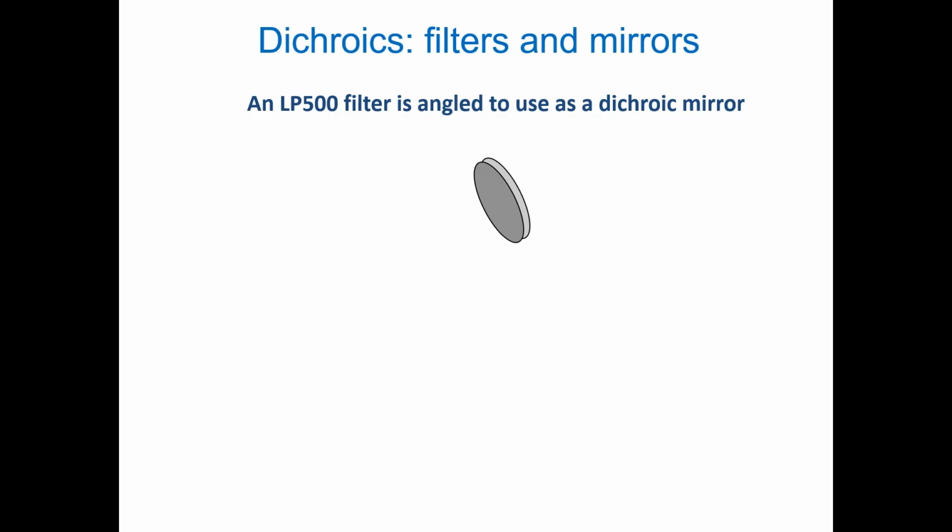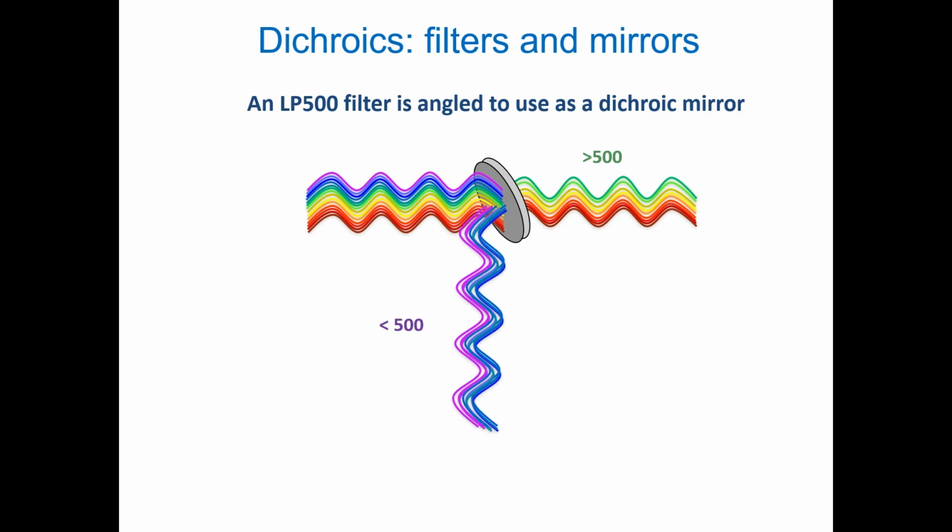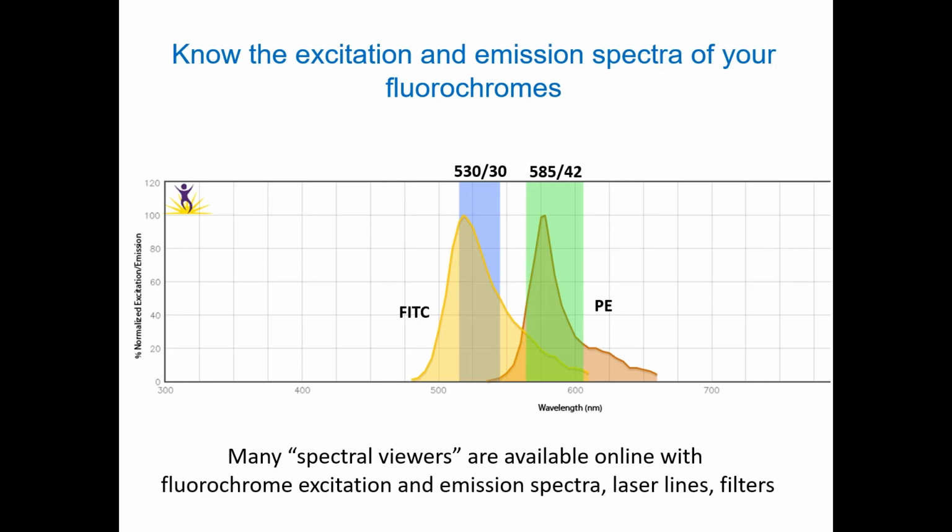Dichroic filters or mirrors are the same long-pass and short-pass filters, but they are angled so that the wavelengths that should pass through do, and the rest are not lost but reflected towards other filters and detectors. It's important to know the excitation and emission spectra of your fluorochromes and to know your instrument to ensure that you have the lasers needed to excite your fluorochromes and the appropriate filters for their emission. If you Google spectral viewers, you'll come up with many options online. Most of the cytometry vendors have a spectral viewer, and they allow you to visualize and download the spectra of the fluorochromes, as well as the laser lines and the filters.